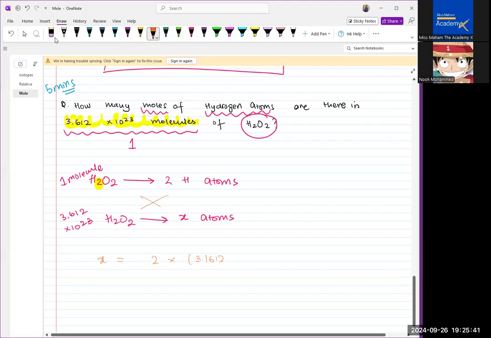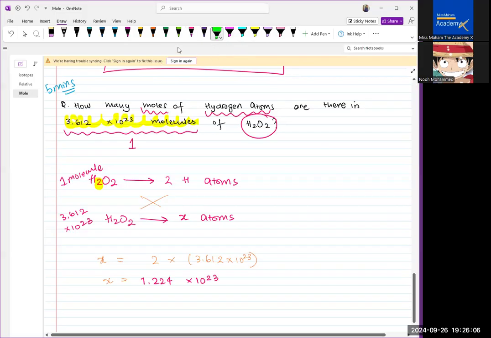3.612 into 10 to the power 23, right? So now we have X, and this X turns out to be 7.224 into 10 to the power 23.